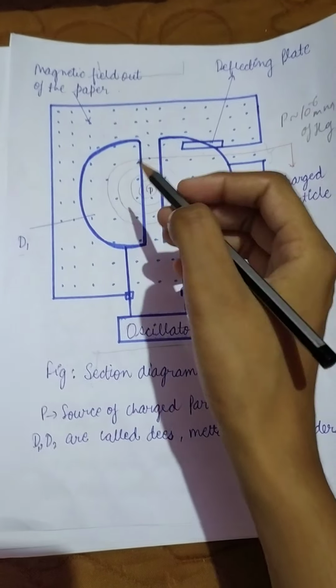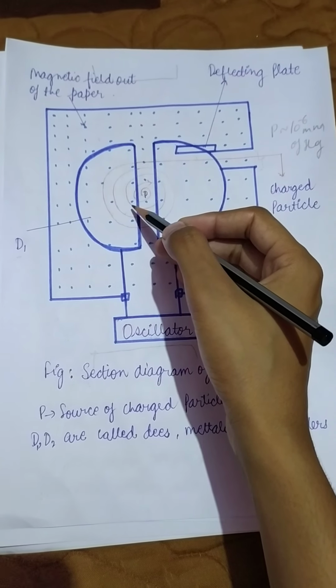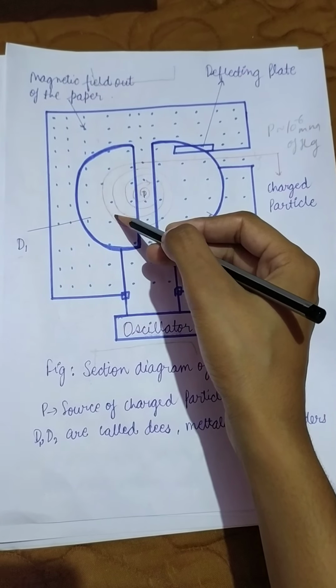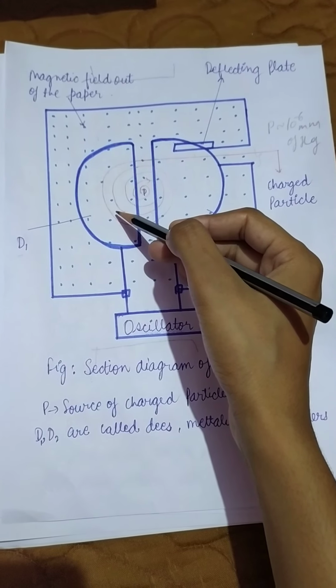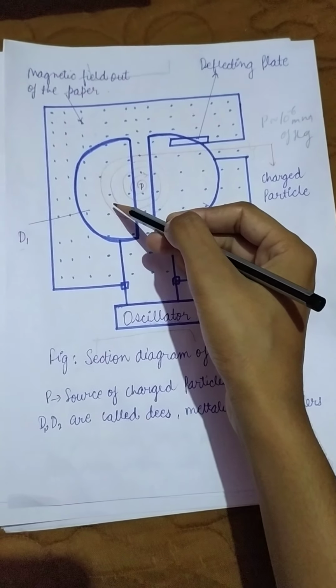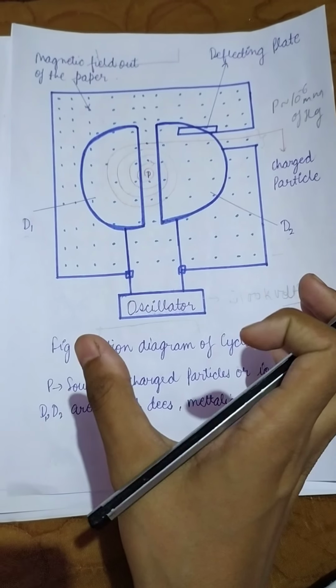So what happens when the particle enters this plate D1? It does not experience any electric field inside this plate. Why does it not experience any electric field inside plate D1? It is because of the shielding effect of this metallic D. So, as we know, the magnetic field is perpendicular to the direction of the electric field.